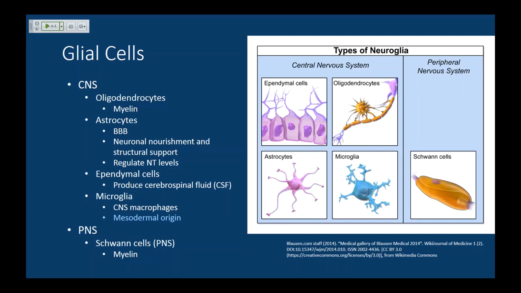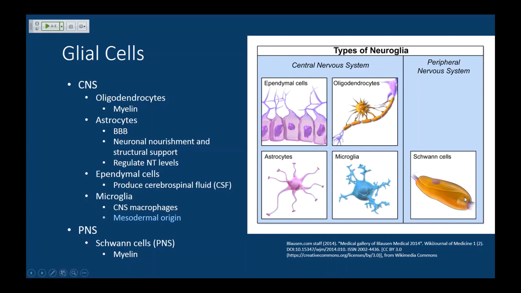Interestingly, the word glia comes from the Greek word for glue, because Virchow, the pathologist who discovered these cells, knew that they weren't neurons and knew that they didn't function like neurons. So he kind of proposed that these were the glue that held the rest of the nervous system together. And you can decide for yourself, but he was kind of on the right track.